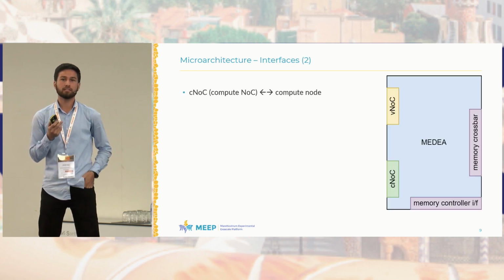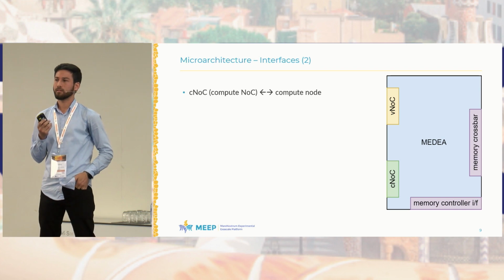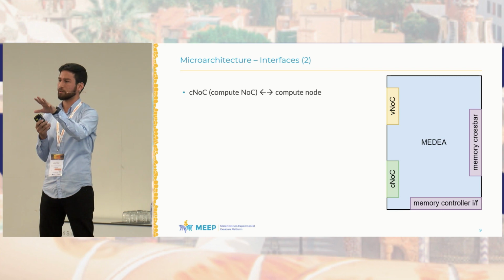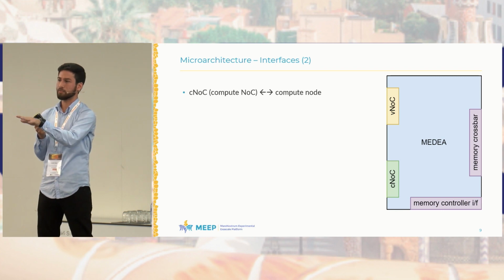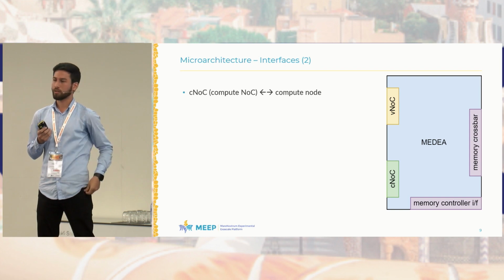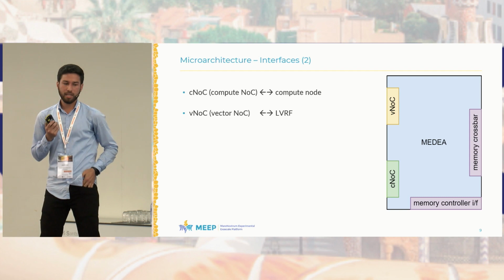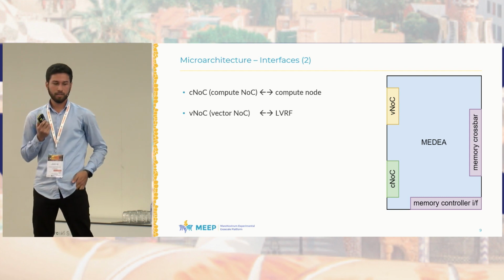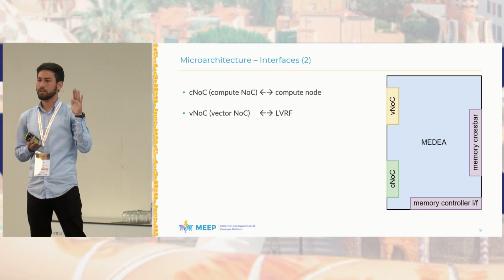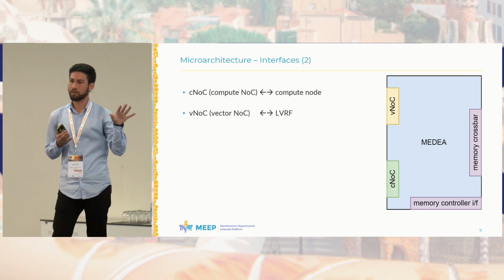The first one is the CNOC. What's on the other end? It's the compute node. I told you we have a scalar core and the corresponding VPU. We get the request in MEDEA through this CNOC. It's actually the compute NOC, we call it. The second one is the VNOC, the vector NOC. On the other side, we have a long vector register file, to load or store data into it from memory.